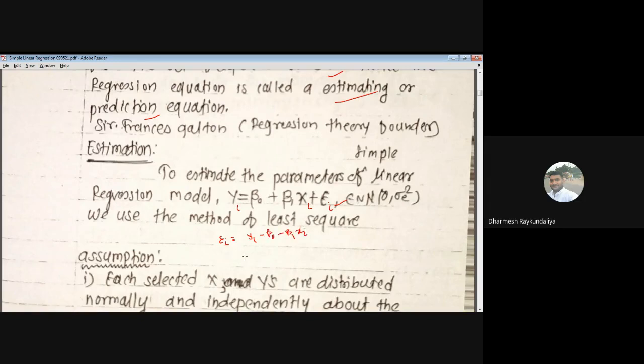And least squares means you have to minimize the error sum of squares. So there are n observations. The sum of epsilon i square is nothing but summation i running from 1 to n of (yi minus beta 0 minus beta 1 xi) square. So you have to minimize this quantity with respect to beta 0 and beta 1. You will get the set of normal equations.